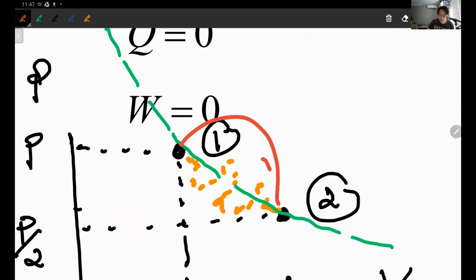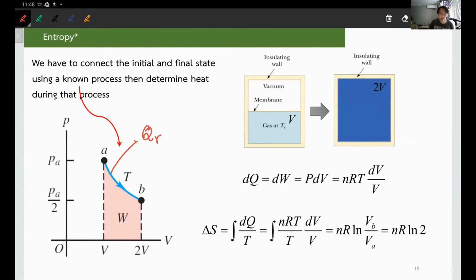I can go like this, I can go like that, I can go whatever. And then if I calculate the entropy change, they're going to give me the same numbers. So why go through all the trouble of picking a line that goes crazy like this? I'm going to pick the isothermal line, because the isothermal curve connects point A and point B.